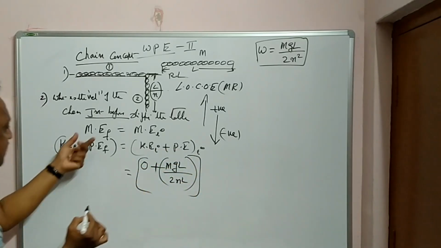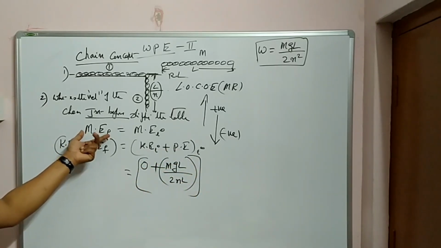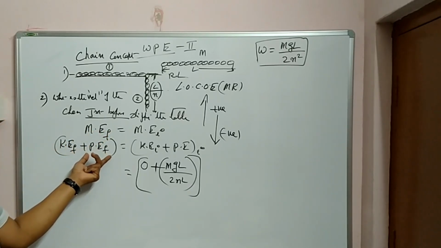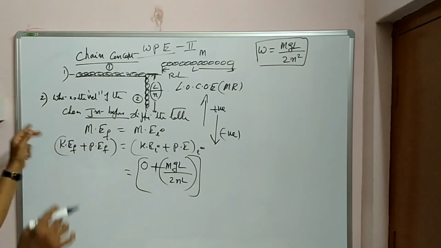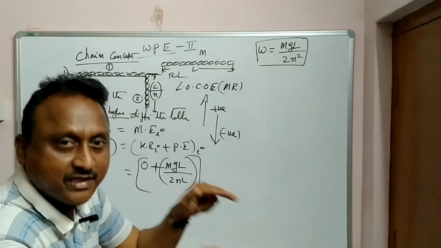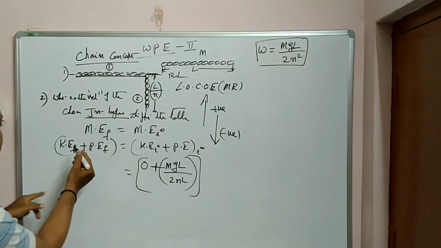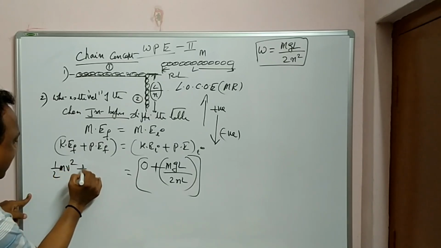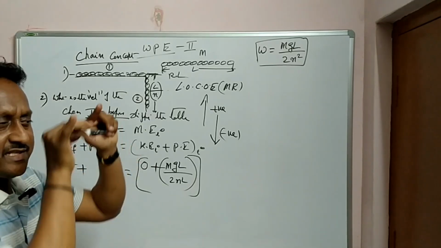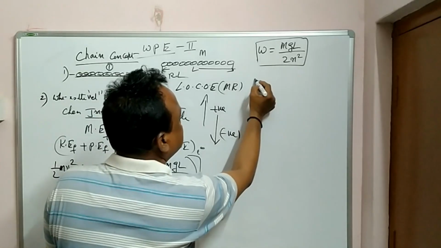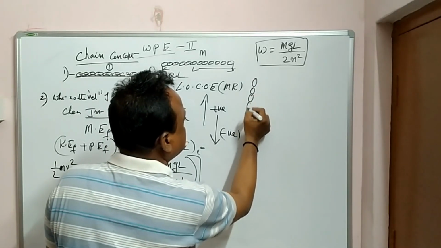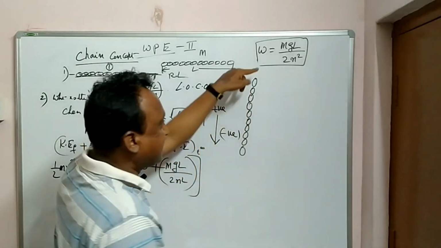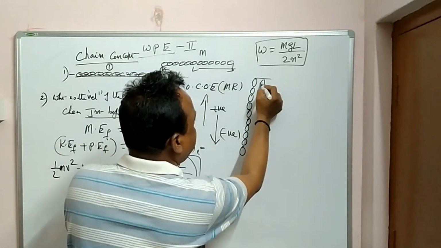Now coming to mechanical energy final. How does mechanical energy final come? Kinetic energy final plus potential energy final. Be careful, look: kinetic energy final means the chain slides down. Then when the chain is slipping, what is the kinetic energy? Half m v square, plus potential energy. When the chain is slipping, what happens? See, when the chain is slipping down, what is the total length now? L.